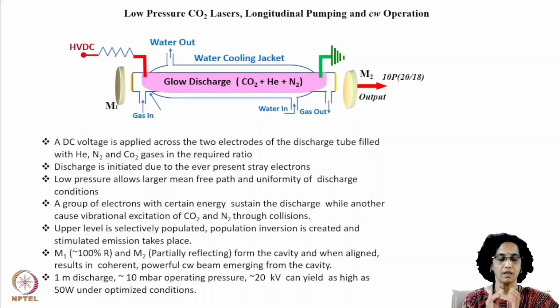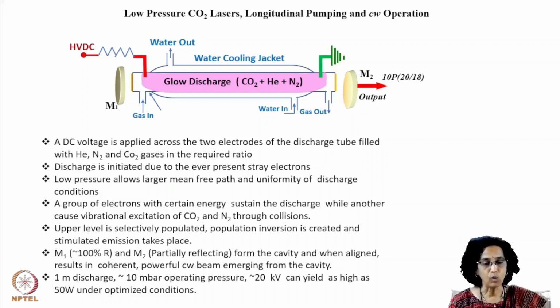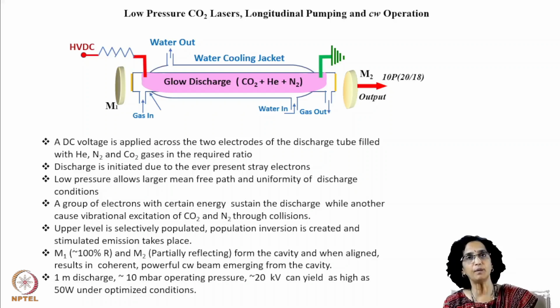Now, we have learned that our CO2 laser is highly versatile. It can operate in low pressure, medium pressure, high pressure, multi-atmospheric pressure, and it can also work in longitudinal mode pumping, transverse mode pumping, CW operation, pulsed operation. Varieties of operating conditions are possible. So let us first look at low pressure CO2 lasers.